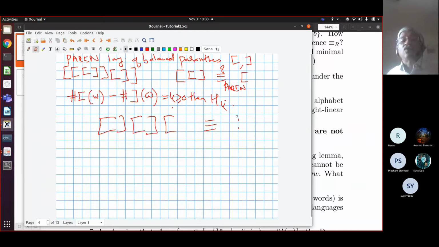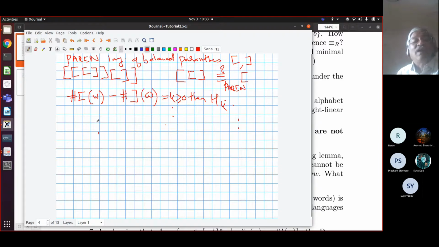Yes, sir. So each HK basically counts the number of left brackets minus the number of right brackets. That is the pending number of left brackets to be added in the remaining string, right? And that gives you one equivalence class.